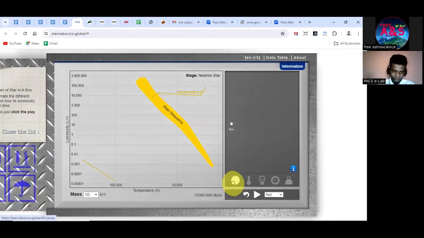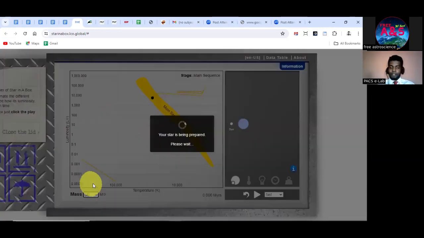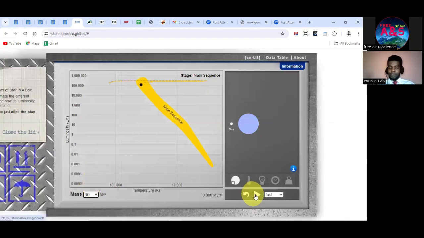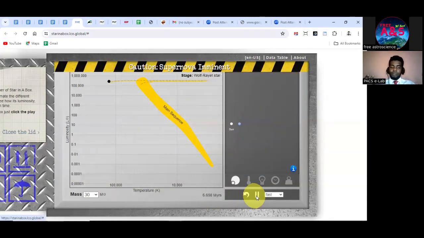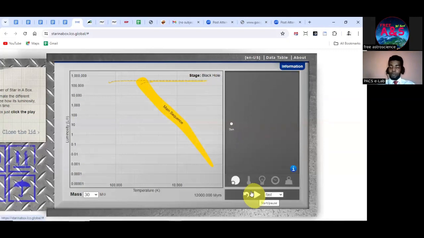So let me make it for 30. Very, very massive, and they evolve so quickly. Observe what is going on here. That's millions of years. So look at it. Oh, the exploding supernovae. So here is the region of high mass stars, here's the region of low mass stars.